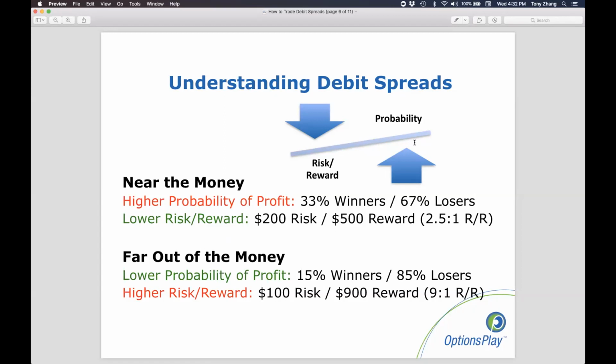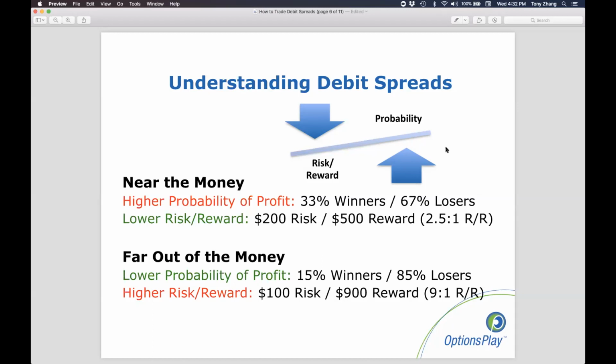So before we can go into that, what I first want to make sure we understand is that when you're trading options, or rather when you're trading any strategy, what you're really trading off is probability and risk to reward. These two properties are inversely correlated, meaning if you have high probability, you're going to have low risk to reward. If you have high risk to reward, you're going to have low probability.